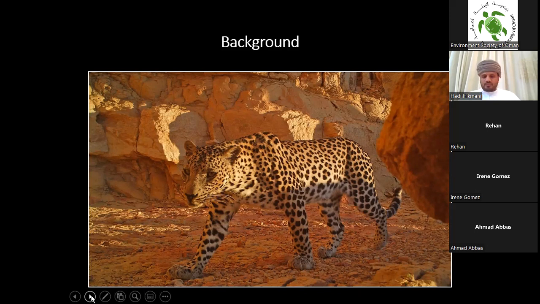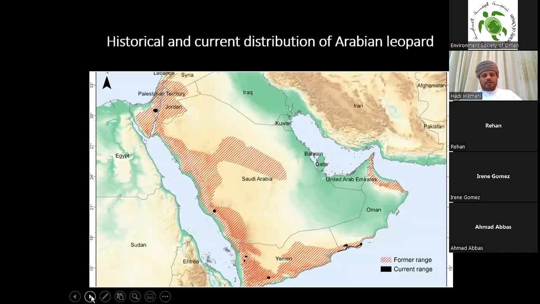The distribution of the Arabian leopard. The Arabian leopard was once widespread throughout the mountainous region of Arabia, from Palestine in the north, throughout the Hejaz and Asir Mountains of Saudi Arabia, down to South Yemen, and from Southern Yemen to the Dhofar Mountains in Southern Oman. And then in the Hajar Mountains of North Oman and the UAE.